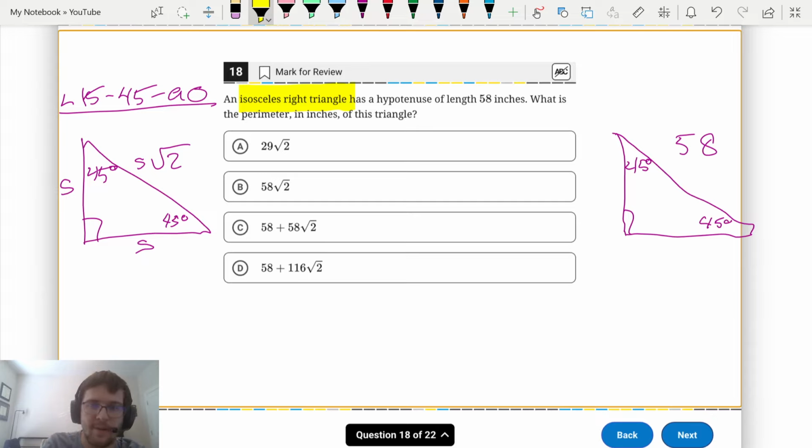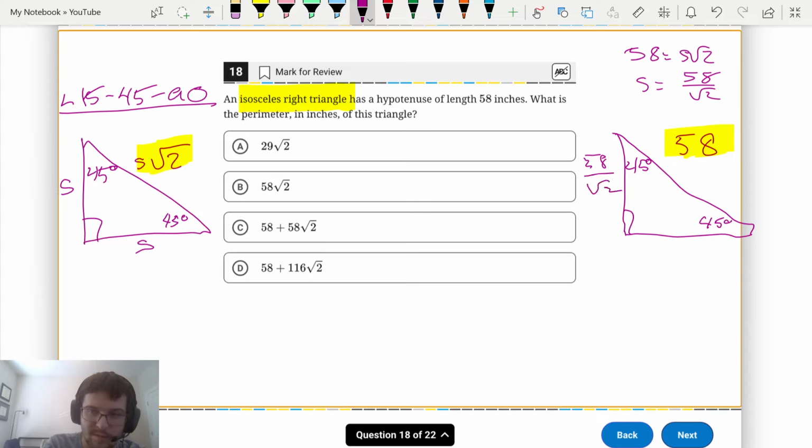So do you see how the hypotenuse is equal to S root 2? So that means that S, if we divide both sides by root 2, we get S equals 58 over root 2. So this is 58 over root 2, and this is 58 over root 2. And now let's say you didn't want to do the radical simplification. What you could do is you could just type in your calculator 58 plus 58 over root 2 plus 58 over root 2, and then type in all the answer choices and see which one is the same.